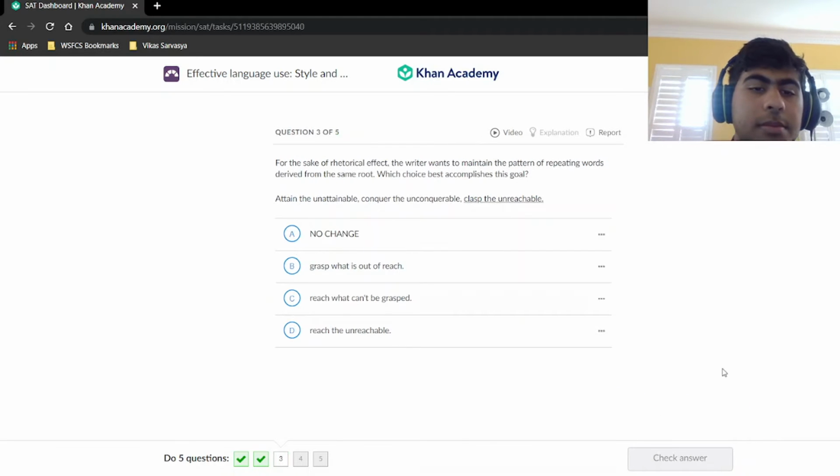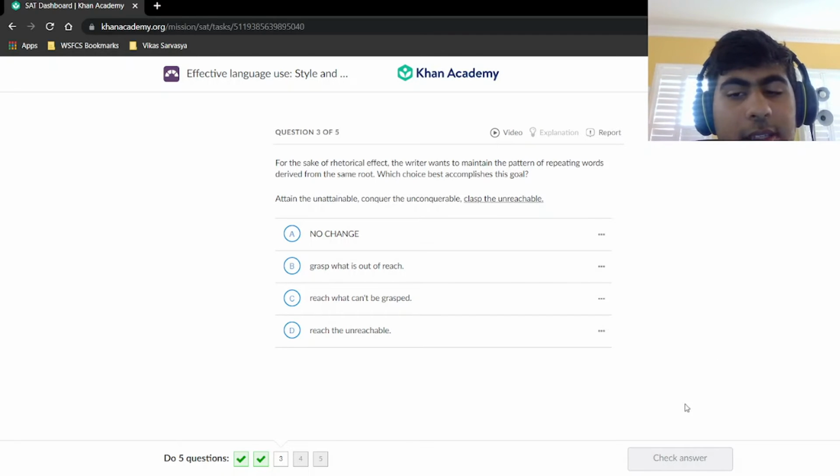Let's keep going. For the sake of rhetorical effect, the writer wants to maintain the pattern of repeating words derived from the same root. Which choice best accomplishes this goal? We're given attain the unattainable, conquer the unconquerable. Well, what can we see here? We want to have the same root word essentially. So clasp the unreachable, that doesn't seem to work, right? Grasp what is out of reach? Nope. Reach what can't be grasped?